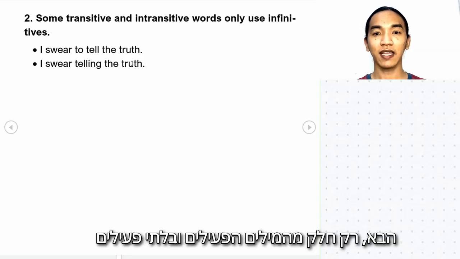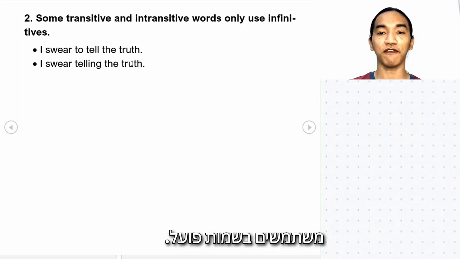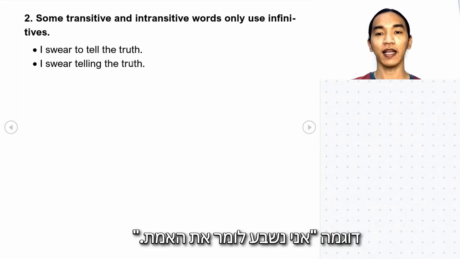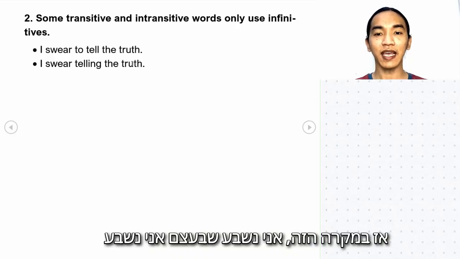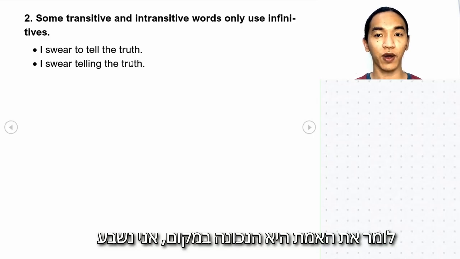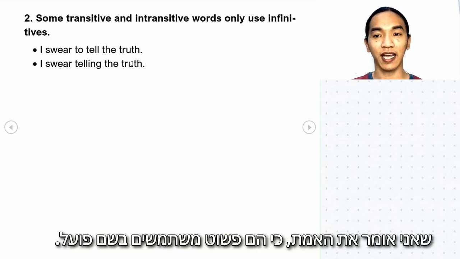Next, some transitive and intransitive words only use infinitives. For example, I swear to tell the truth. I swear telling the truth. In this case, I swear to tell the truth is the correct one instead of I swear telling the truth, because they just use the infinitive.